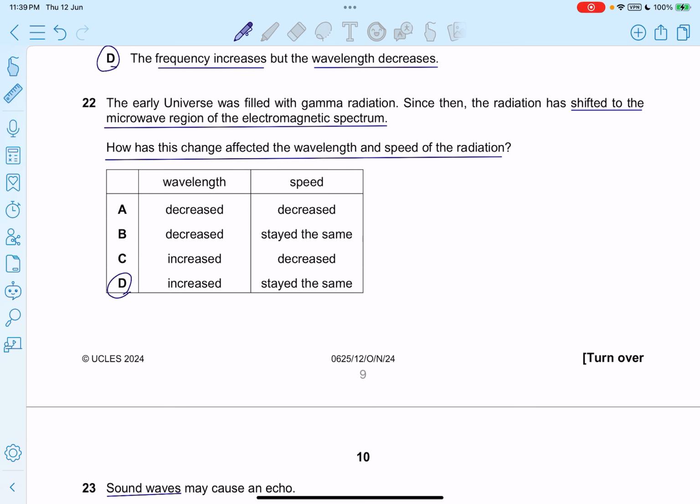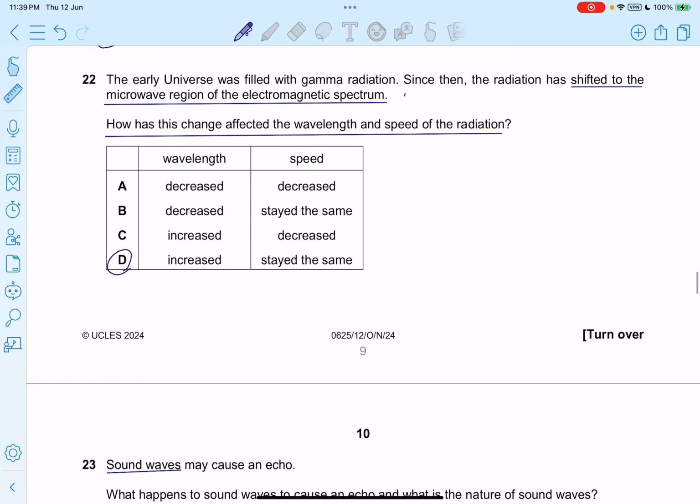22. The early universe was filled with gamma radiation. Since then, the radiation has shifted to the microwave region of the electromagnetic spectrum. How has this change affected the wavelength and speed of the radiation? So, the radiation going to microwave is called redshift. This phenomenon is known as redshift.